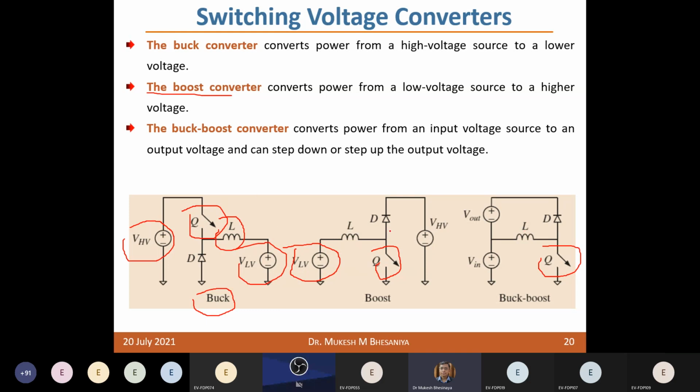The third configuration is a combination of these two, which is known as a buck boost converter. It converts the power from an input voltage source to an output voltage and can step down or step up the voltage. So the voltage level can be increased or decreased, and that is controlled with the use of a duty cycle. Duty cycle means for how much time in a given switching period you turn on this switch. By controlling the duty cycle of these switches, you can have control over the output voltage.